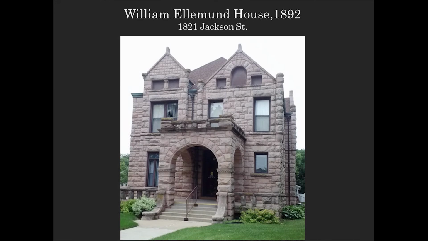Another house, if you're a Sioux Citian, you might recognize, is the William Element House, built in 1892 at the corner of 19th and Jackson Streets. I took this picture a couple of years ago when I was walking to work one day. Again, you can see the great rounded Roman arches, kind of the little bit of turrets and the parapeted walls in the dormer and gable ends.